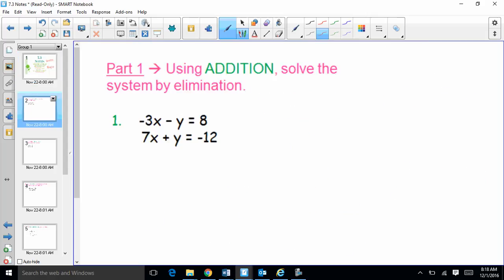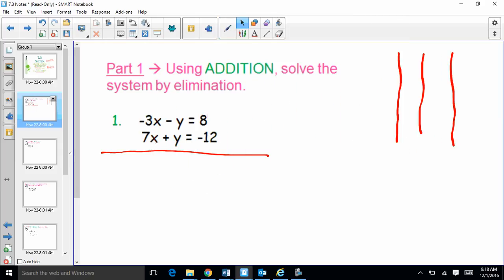Use addition and solve the system by elimination. So what we're doing here is we're essentially just stacking up our two equations, negative 3x minus y equals 8, 7x plus y equals negative 12, and we are lining up all of our terms correctly. Our x terms are lined up, over the top of each other. Our y terms are stacked, and so are our constants.